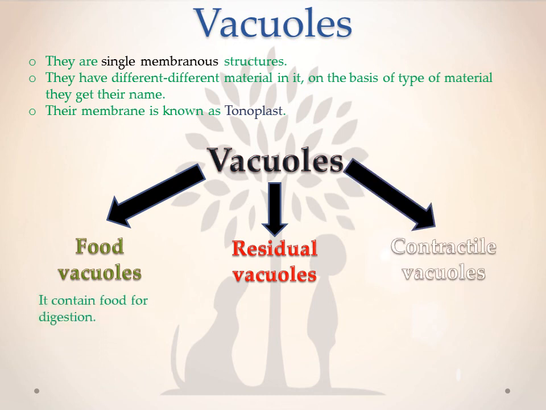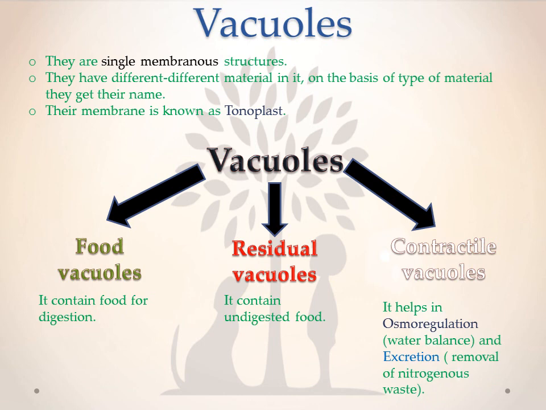Here is the detail. The food vacuole contains food for digestion. In the residual vacuole, after digestion, undigested food remains in the vacuole. Such a vacuole is known as residual. Here is the contractile vacuole. It helps in osmoregulation. The word osmoregulation means balancing the water level inside the body, and excretion, that is removal of nitrogen waste.